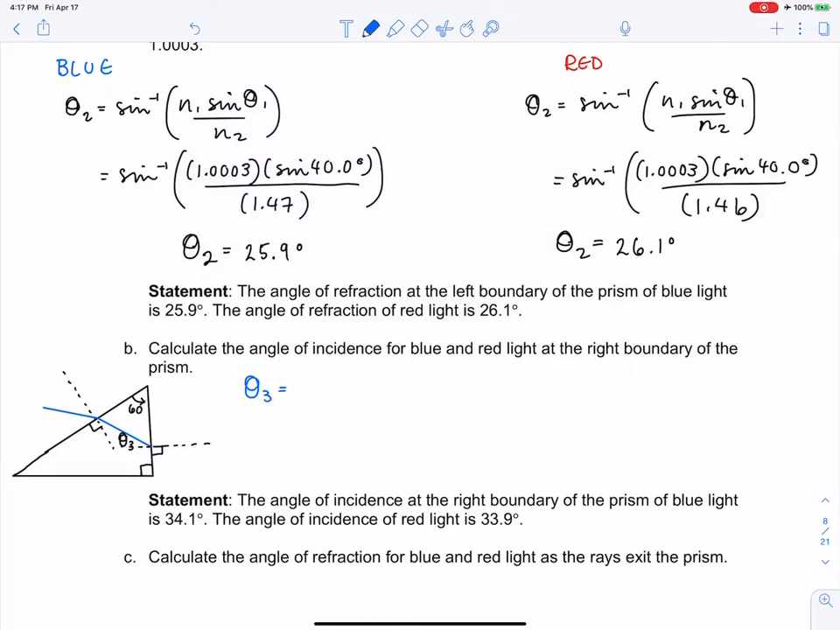And theta 3 is equal to 60 degrees minus theta 2. And theta 2 is this angle right here. We know that theta 2, from our example up above, is 25.9 for the blue ray of light. 60 minus 25.9 gives us a value of 34.1 degrees.